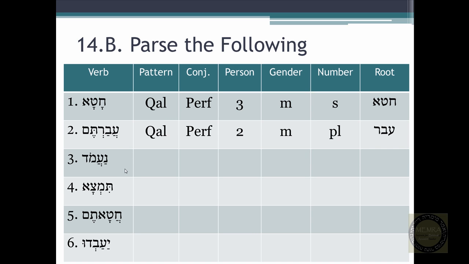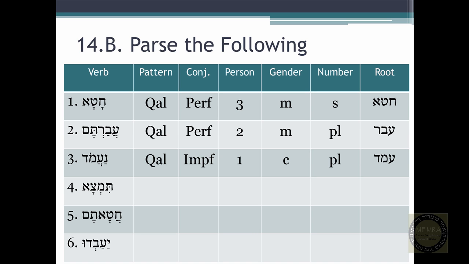Now, you would ask yourself, does it have a prefix? You must know your vocabulary to know that the root, the lemma, is amad, and so yes, it does have a prefix nun here. So it's imperfect, and we have to ask ourselves, well, in the imperfect conjugation, what person and number gets a nun prefix? And that would be first common plural. So we have qal imperfect first common plural from the root amad.